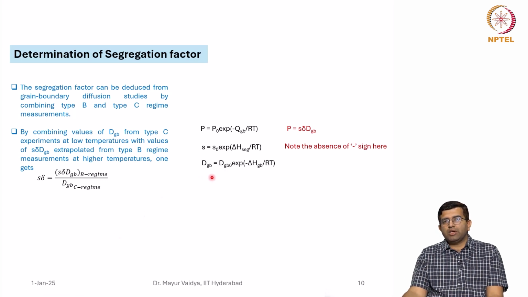So, the DGB is also equal to DGB naught into exponential minus delta H GB by RT, and this Q for the grain boundary diffusion is the delta H grain boundary minus delta H segregation.